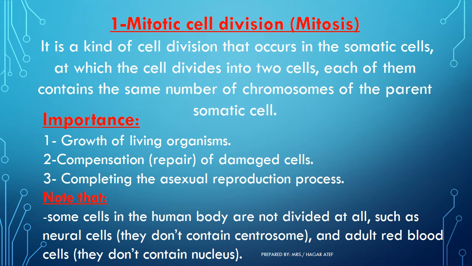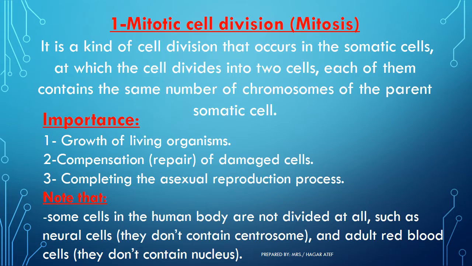Mitotic cell division, or mitosis. It is a kind of cell division that occurs in the somatic cells, in which the cell is divided into two cells. Each of them contains the same number of chromosomes as the parent somatic cell.